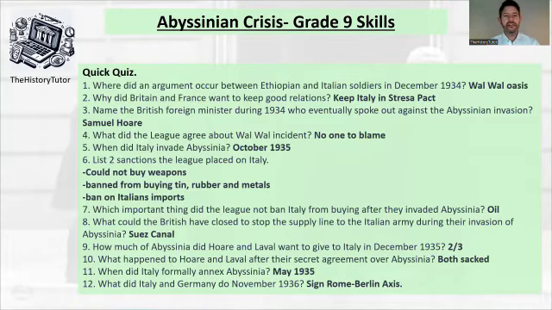So when did Italy invade Abyssinia? So October 1935, and this led to sanctions from the League, question 6. So they could not buy any weapons. They're banned from buying tin, rubber, and metals. There was a ban on Italian imports as well. So which important thing did the League not ban Italy from having? Oil, which was a bit of a crucial one. Needed petrol and oil for your tanks and your planes. Possibly could have been a bit of a game changer, that one.